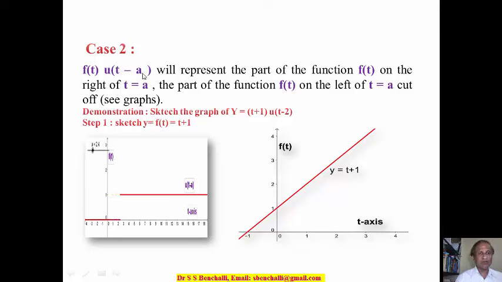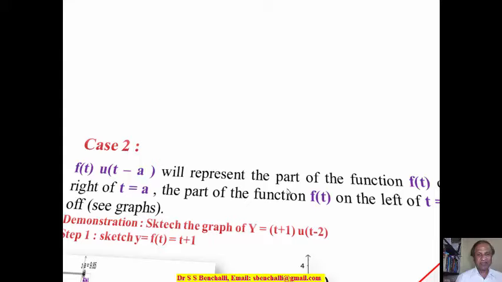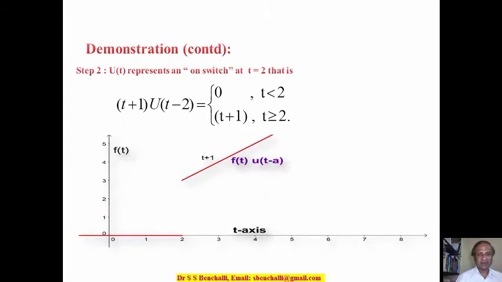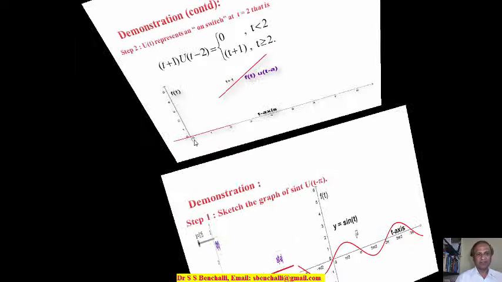Another case is f of t into u of t minus a. It is a displaced unit step function. You can multiply these two functions. What is the resultant? I hope you are observing the displaced unit step function, and f of t is equal to y is equal to t plus 1. When you multiply these two, what is the resultant? The resultant function is 0 when t is less than 2, and when t is greater than or equal to 2, it is on. This is the resultant part of the graph.